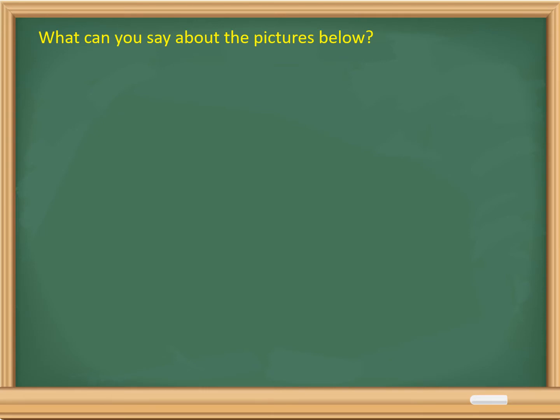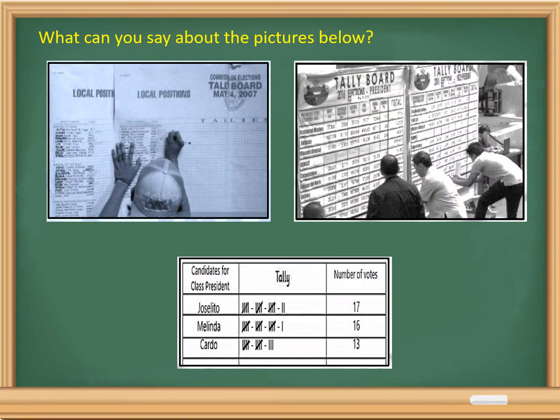What can you say about the pictures below? The three pictures show us the tally boards. In the first picture, it shows the tally board for local election, while the second picture shows the tally board for national election. Lastly, the third picture shows the tally sheet for a classroom election.